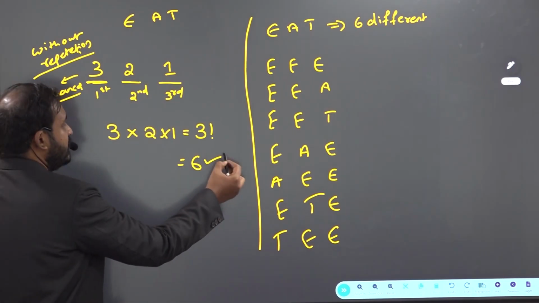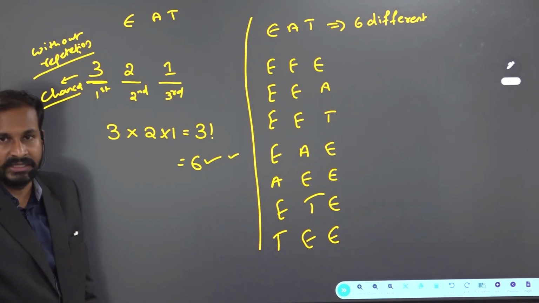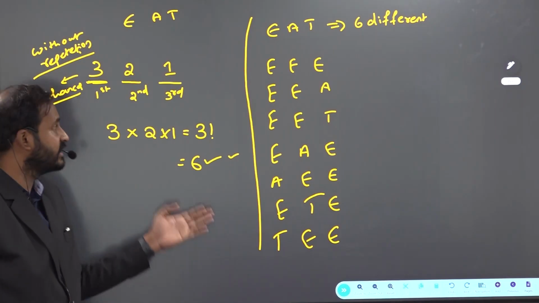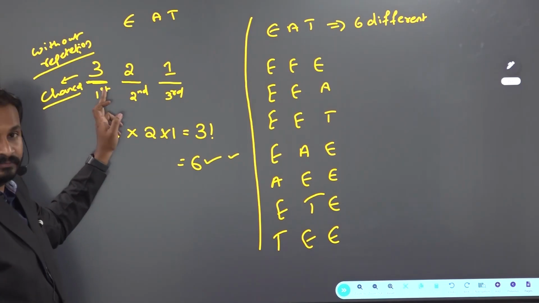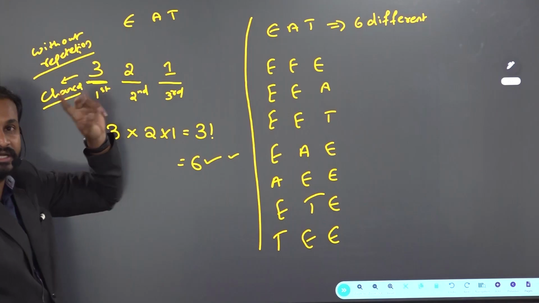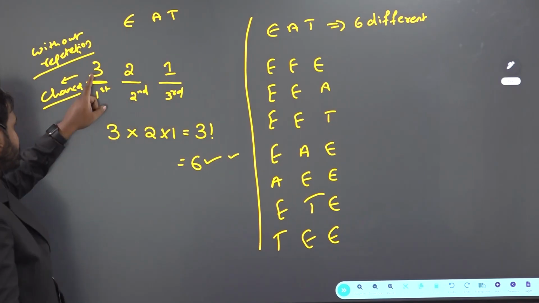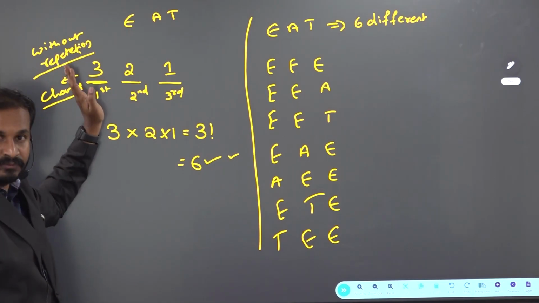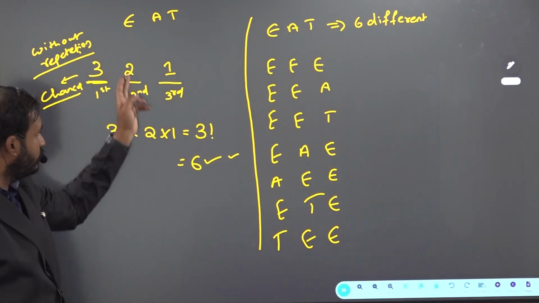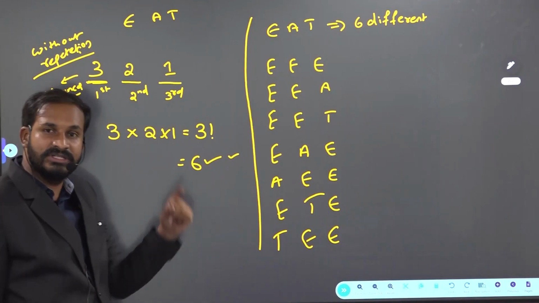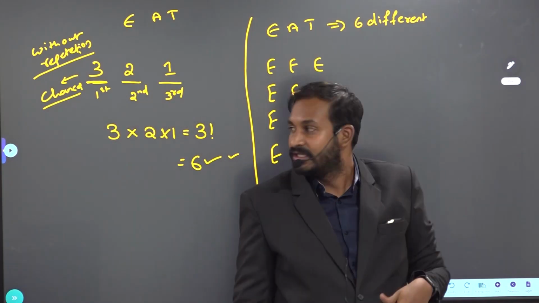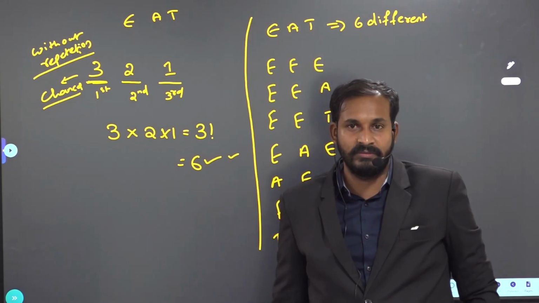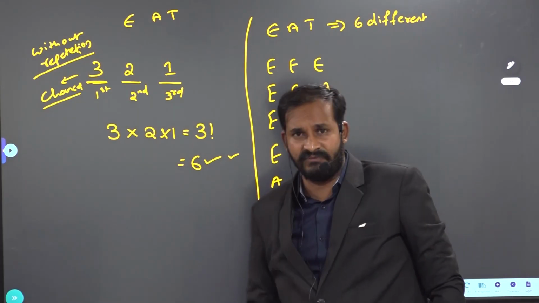So this is the understanding which we should know. The letters of the word EAT can be written in how many different ways? 6 different ways. And how should we think? For the first position, out of these 3 letters I can pick 1 letter, so 3 chances. For the second position, out of these 3, already 1 is filled at the first position, so we are left with 2 more, so 2 chances, and for the third position, 1 chance. So 3 into 2 into 1 equals 3 factorial, so 6 different ways.